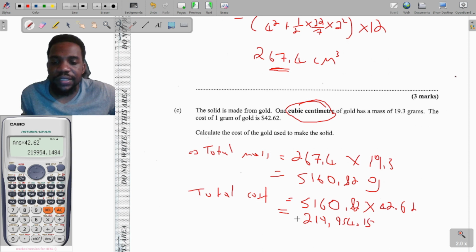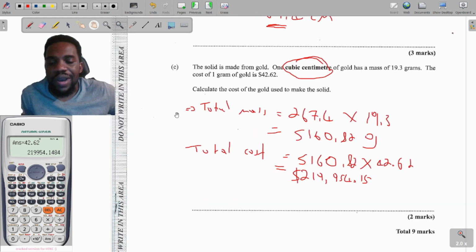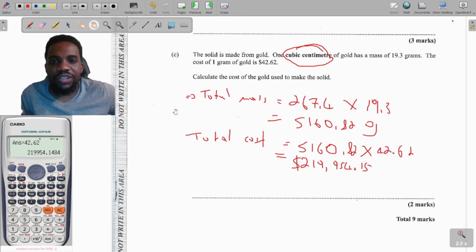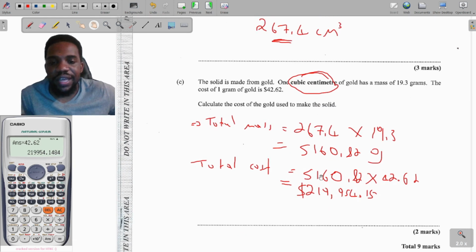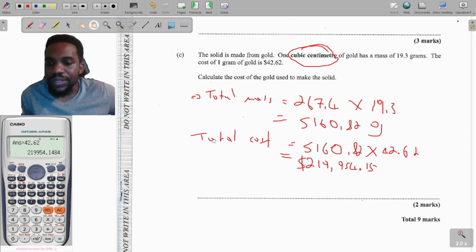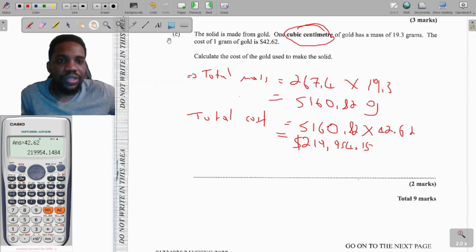And don't forget to put on the money sign, right? Now, while you do everything here, it's always important that you remember your dollar sign. And of course, money only has 2 decimal places, so don't forget that as well. Very important. And that takes us to the end of question number 6.